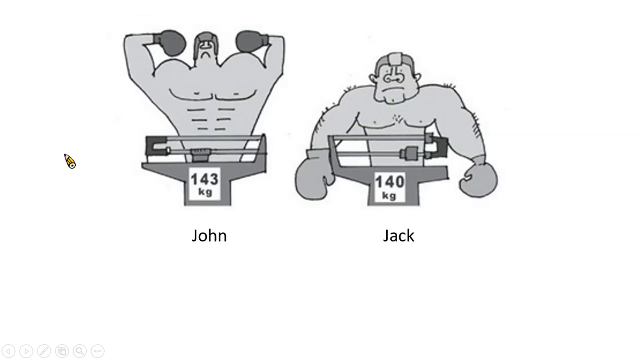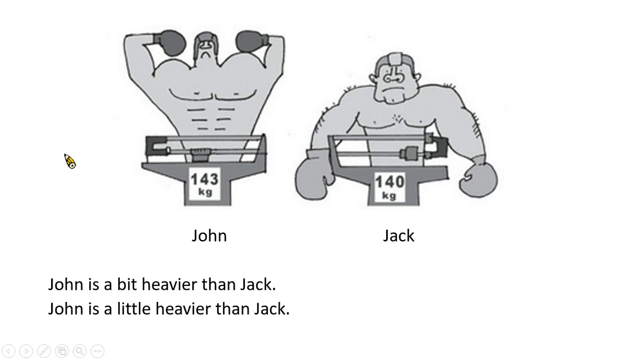Now let's look at the picture here. John is 143 kilograms and Andrew is 140 kilograms. So you can see that the difference is only 3 kilograms. So it's not a lot heavier. Here we need to say John is a bit heavier than Andrew, or you can say John is a little heavier than Andrew. So this is quite easy for you.